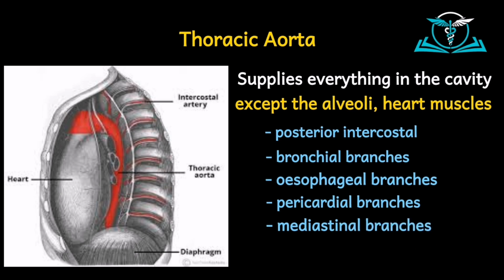branches to other organs. The branches of the thoracic aorta may be remembered by the acronym POMB. P for pericardial branches, O for esophageal branches, M for mediastinal branches, B for bronchial branches, and then I for the posterior intercostal branches.